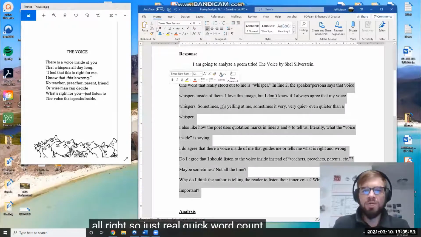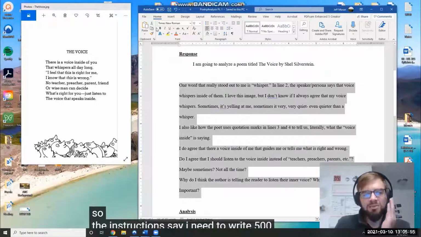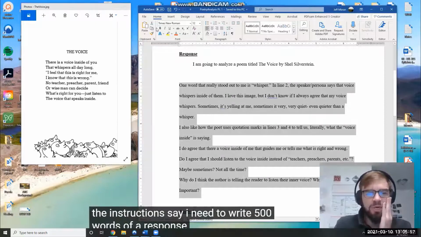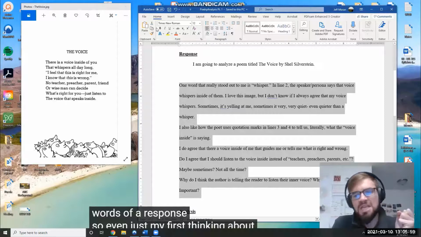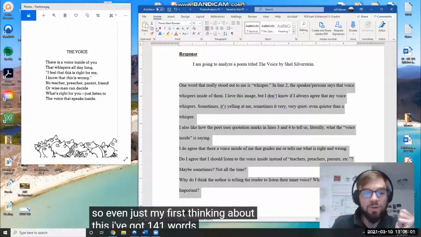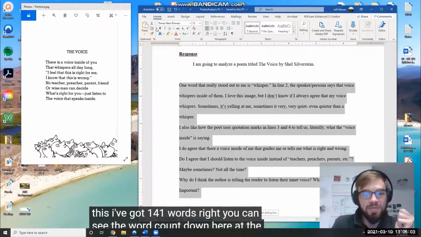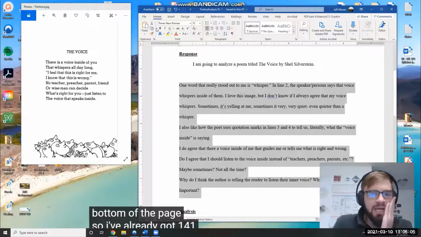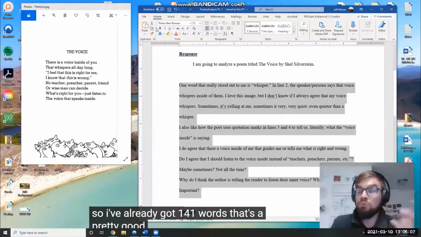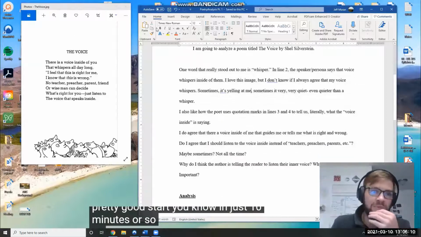All right, so just real quick, word count. So the instructions say I need to write 500 words of a response. So even just my first thinking about this, I've got 141 words, right? You can see the word count down here at the bottom of the page. So I've already got 141 words. That's a pretty good start, you know, in just 10 minutes or so.